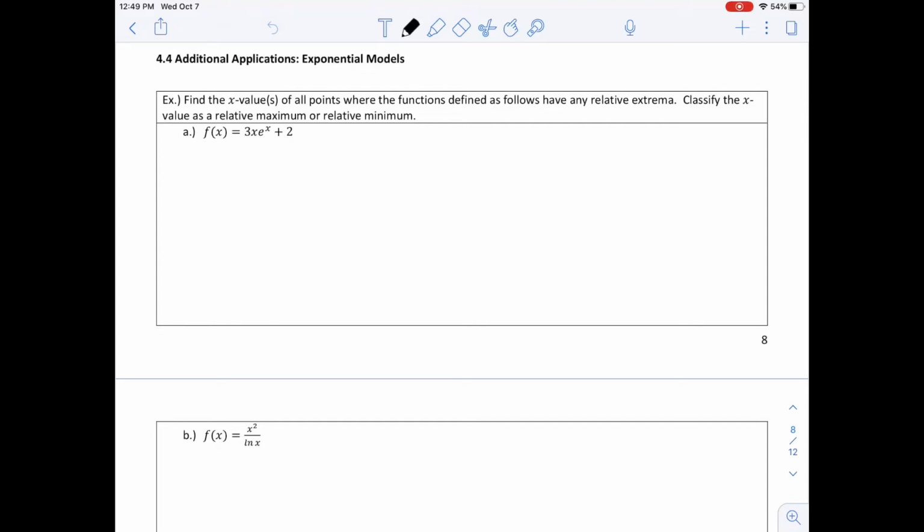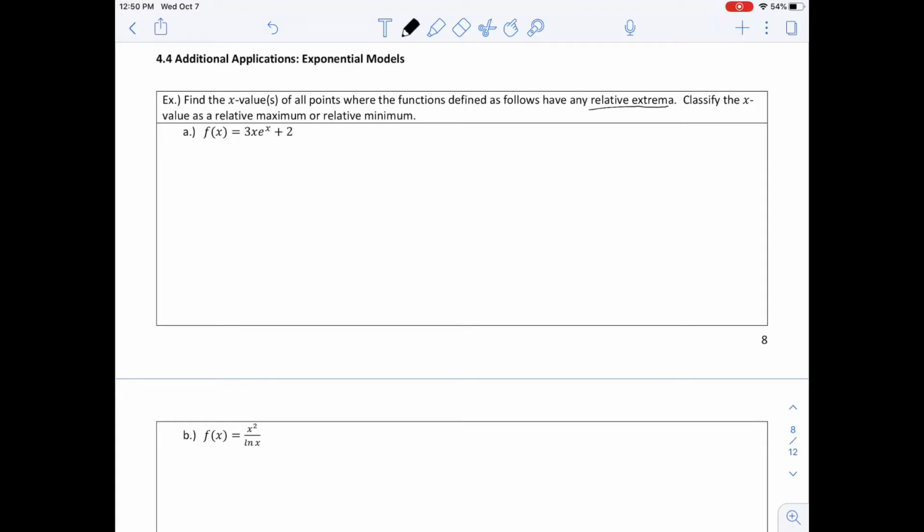We are in Chapter 4, Part 2, Additional Applications, Exponential Models. The first example says, find the x values of all points where the function defined as follows has any relative extremas. And then it says to classify the x values as a relative maximum or minimum. So the first function that we have here is 3x e to the x plus 2.